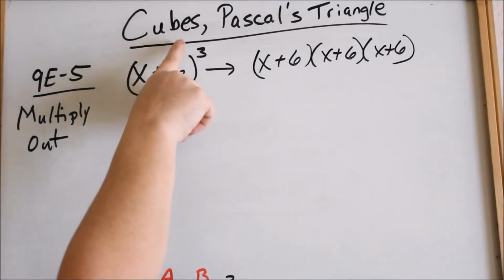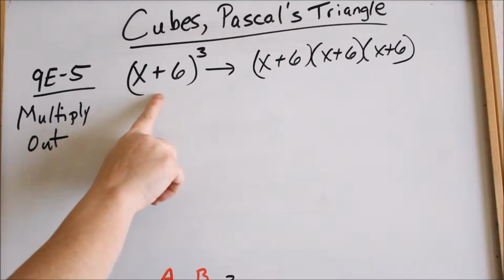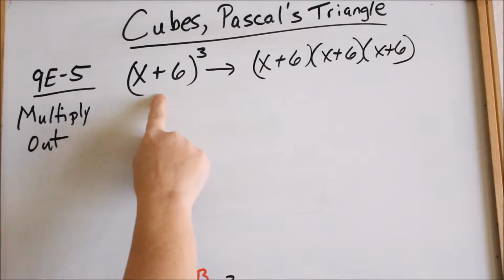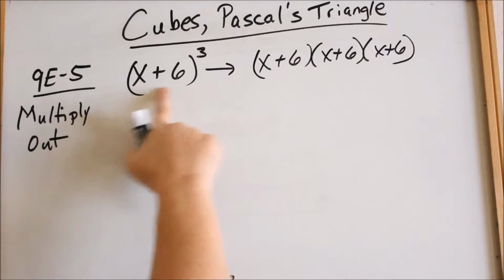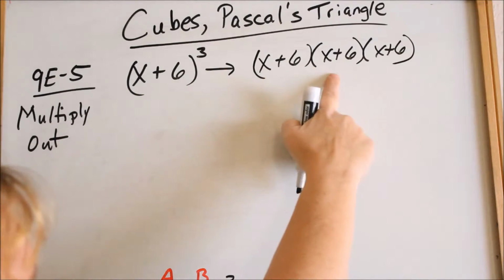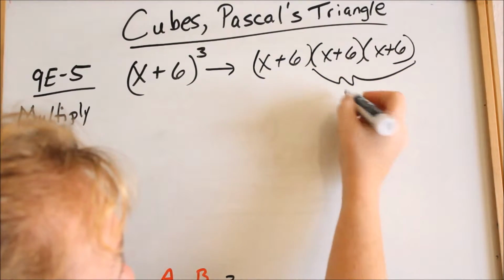Okay, now we're going to be doing cubes and we're going to be talking about Pascal's triangle. So looking at 95, you have x plus 6 cubed. I'm going to multiply this out the long way. So remember, this would be like x plus 6 times x plus 6 times x plus 6. So I'm just going to take two of these and FOIL them out.